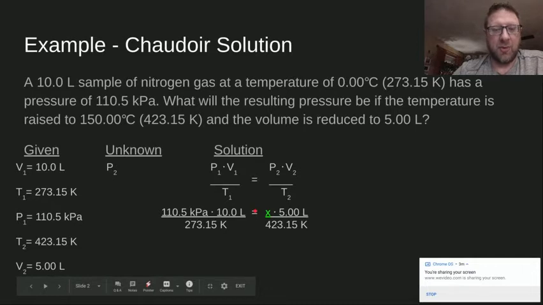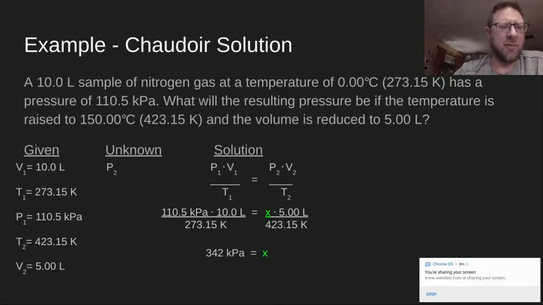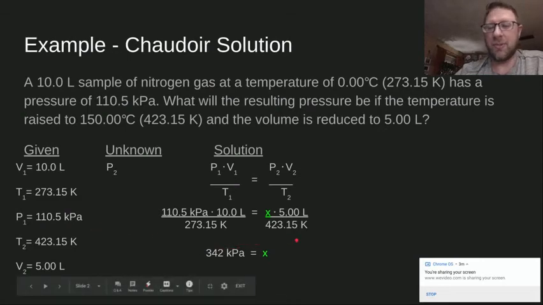This is a good problem for cross multiplying. And you've used that strategy a whole bunch of times. When we work that out, we come up with an answer of 342 kPa. I remember what I said before, that we would expect the pressure to increase. 342 kPa compared to 110.5 kPa is definitely an increase. All right, so that's the Chaudhua solution.